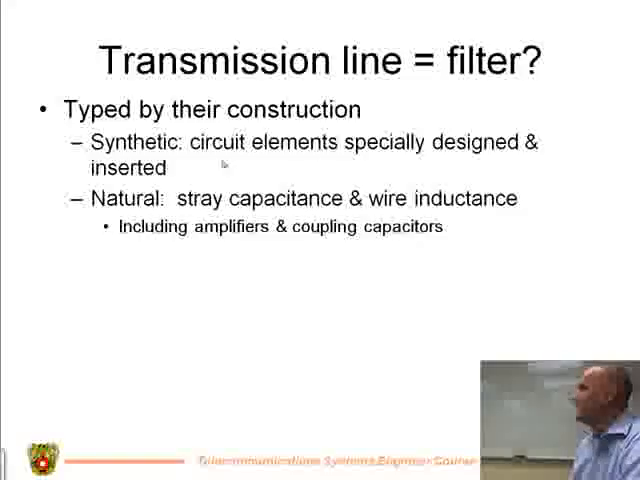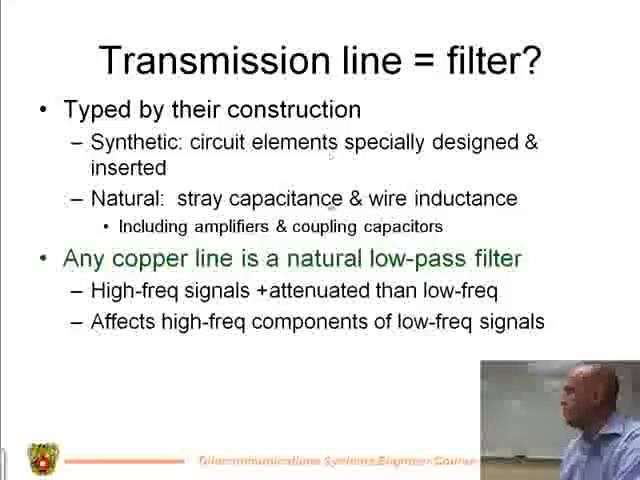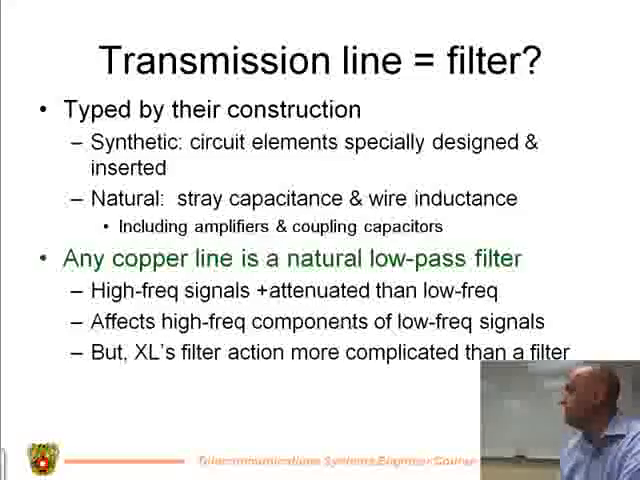change that. We can either make synthetic circuit elements or use natural capacitance and wire inductance. Amplifiers, coupling capacitors, all of this stuff make natural filters. So any copper wire is a natural low-pass filter. So if you run something through Cat5 cable, you are low-pass filtering it. High-frequency signals get attenuated more than low-frequency, and any kind of square waves have high-frequency components, so those high-frequency components get affected more than low-frequency components.